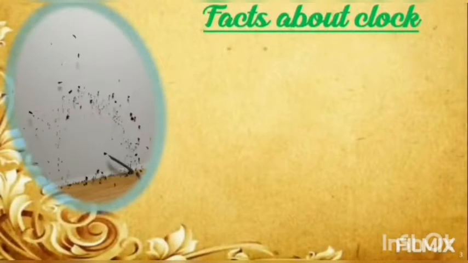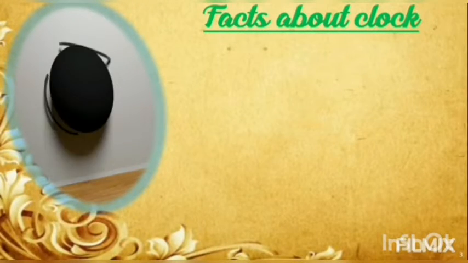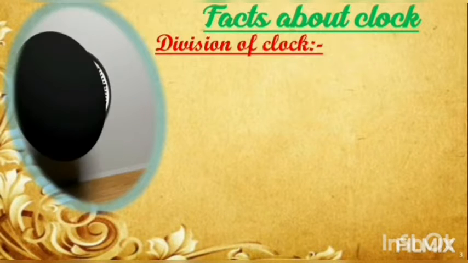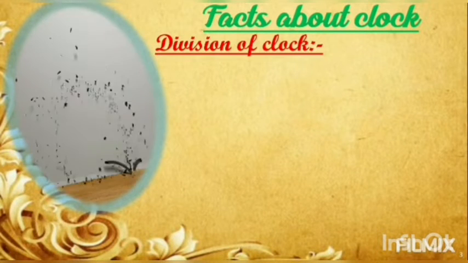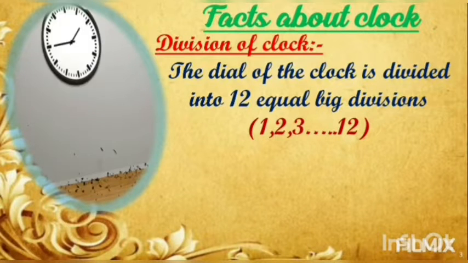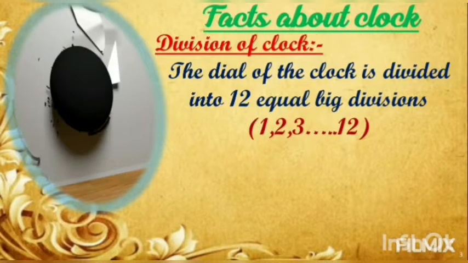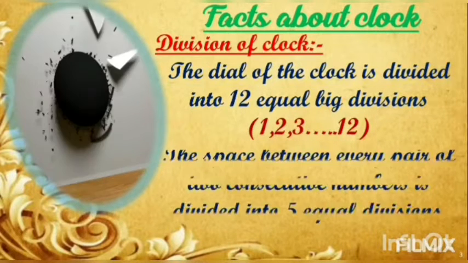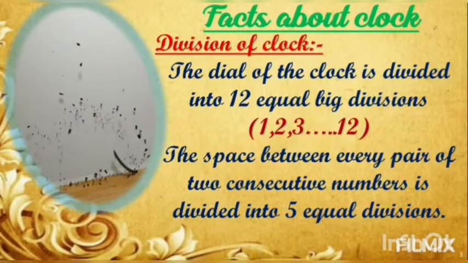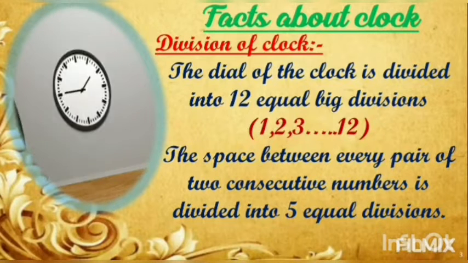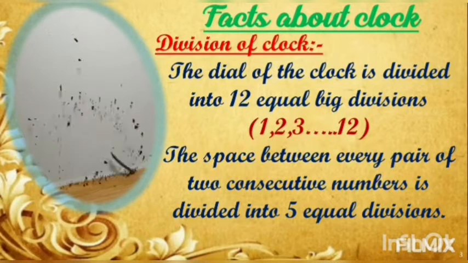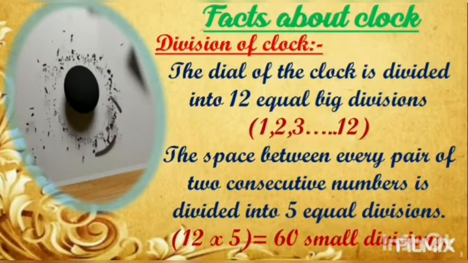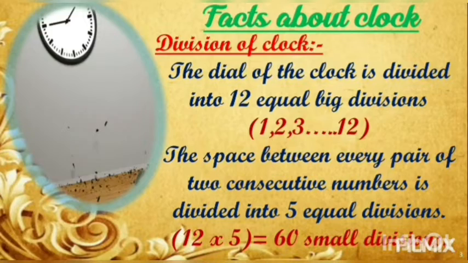Moving forward, let's understand the different facts about the clock. Firstly, let's understand the divisions in a clock. The dial of the clock is divided into 12 equal big divisions from 1 to 12. And the space between every pair of two consecutive numbers is divided into 5 equal divisions, which makes 12 into 5 equals 60 small divisions.